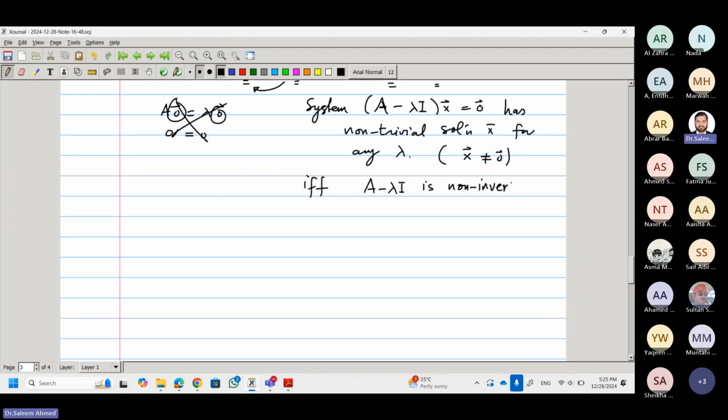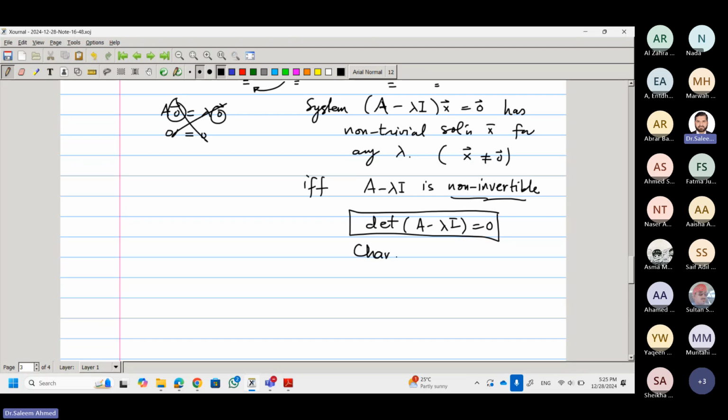If there is no inverse for that, then we will have a non-trivial solution. If it is invertible, I will only have a 0 solution. Non-invertible means the determinant of this has to be equal to 0, right? If the determinant of a matrix is 0, it is non-invertible. So this is the condition which we have for lambda.